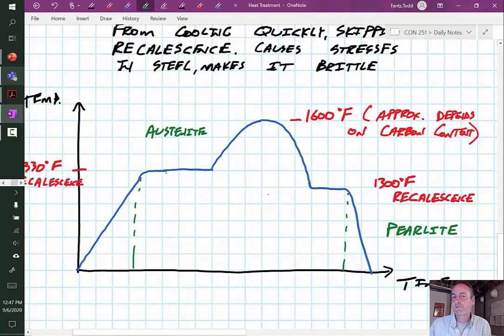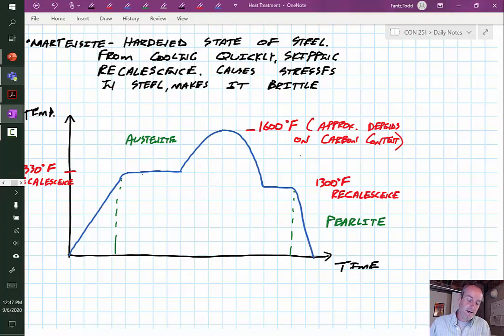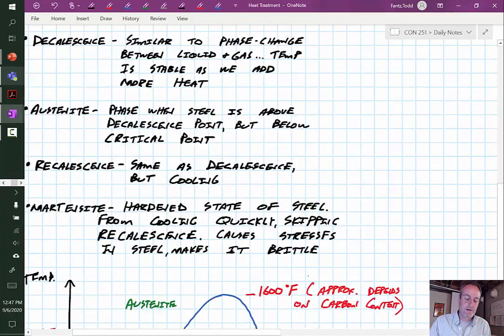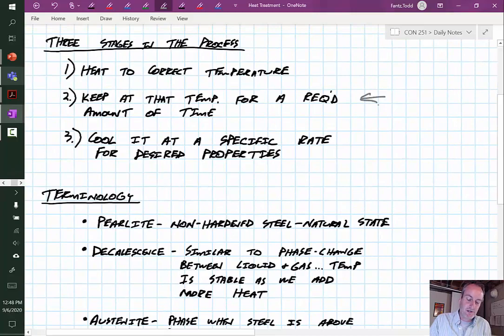So that would be the general process if I heated up a steel past that decalescence point and then let it cool back down. What we are doing with this idea of heat treatment is we're hijacking this process. The way it works is we heat up our steel, so we're moving along this graph, we get to that decalescence, and then remember up here for the phases where it says we need to keep it at that temperature for a required amount of time.